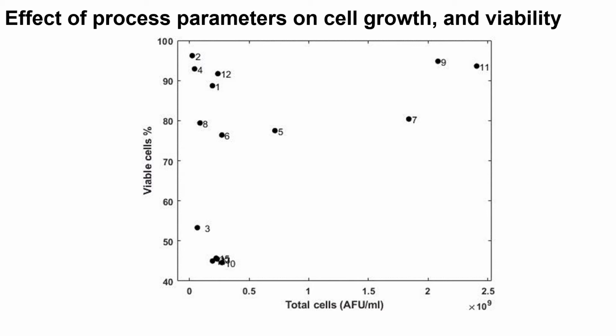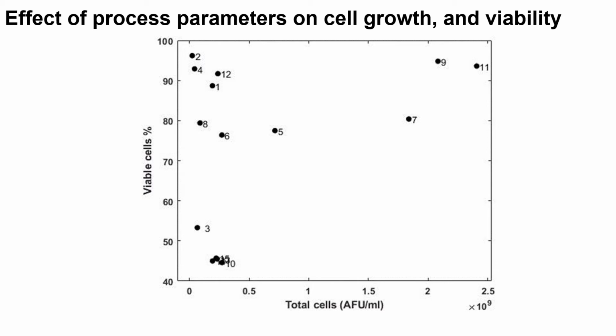To understand the effect of process parameters on cell growth and viability, a graph of percentage viable cells at harvest and total cells was plotted. As expected, a large variation in growth behavior and viability was observed between different conditions. A considerable number of cultures did not grow, although this was not correlated to poor viability.